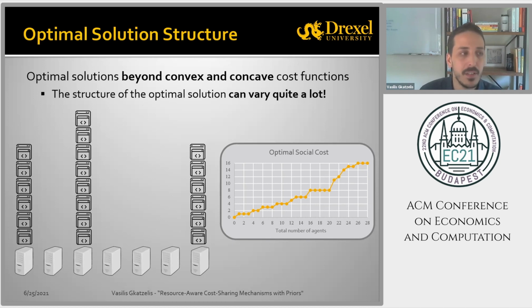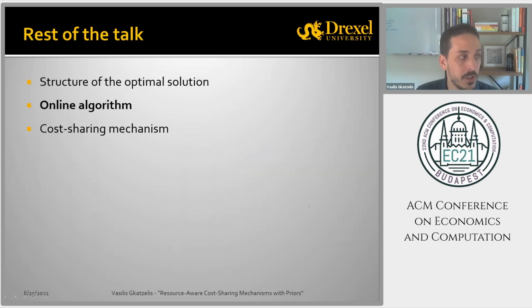There's not much to tell about the structure of the optimal solution. So how can we, in a decentralized way with cost sharing mechanisms, manage to generalize these positive results in this classic problem? And this is where we go to the second part of our results, which is we achieve that using an online algorithm. So we provide an online algorithm.